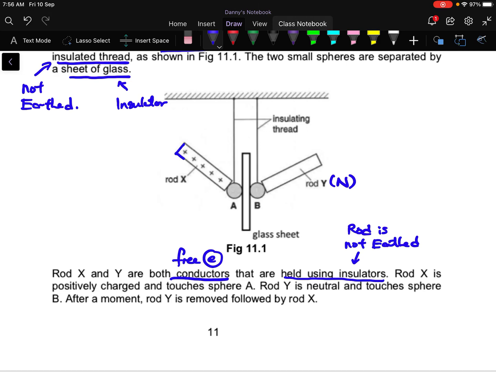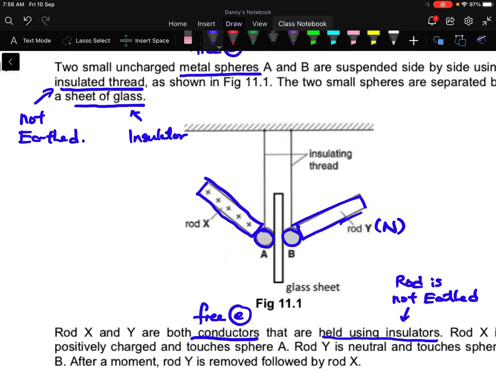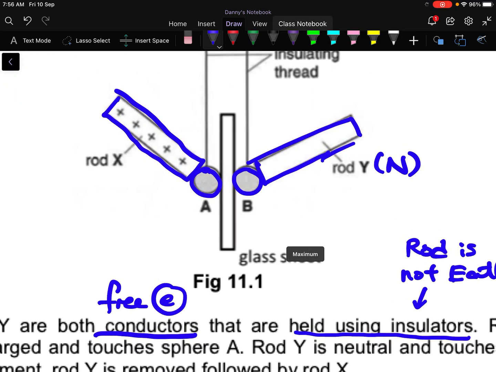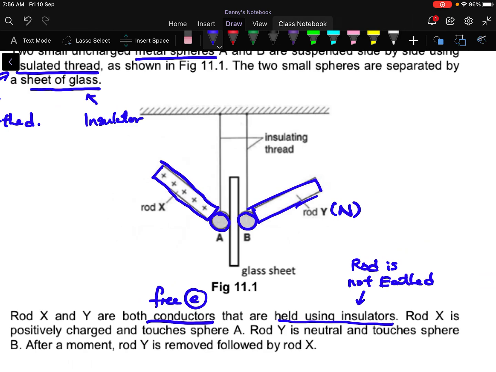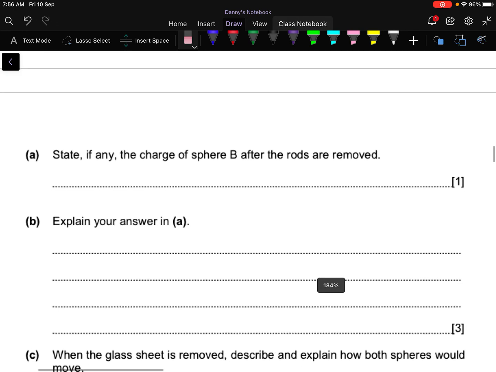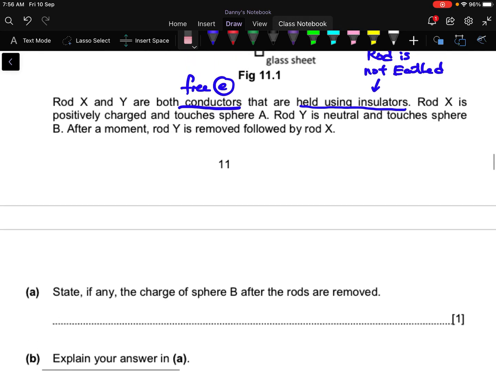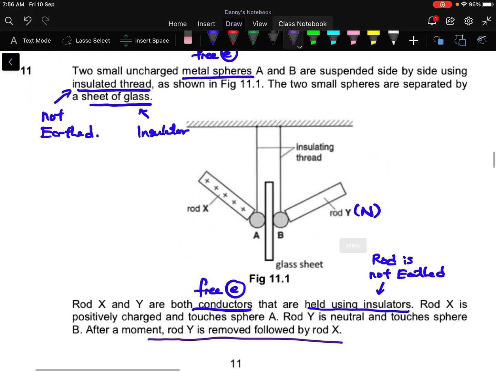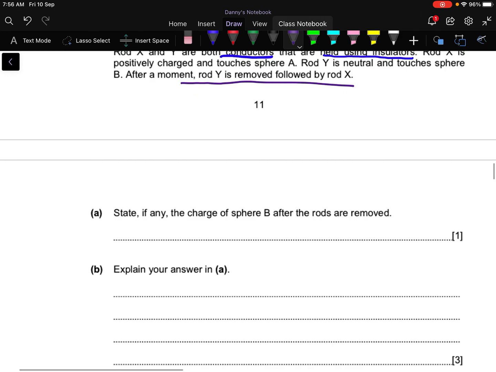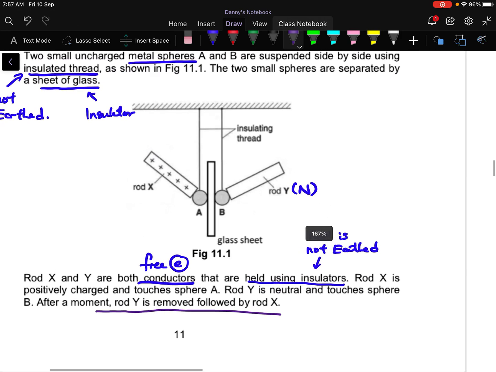Looking at this, I have four bodies: rod X, sphere A, sphere B, and rod Y. Notice that I don't consider the glass as a body I'm interested in, because in this case the glass is just acting as a separator that prevents charges from flowing between A and B. Notice I use the word between, not in and out, because I do not know yet. My brain is not working to determine that yet. So let's look at the question. It says: state, if any, the charge on B after the rods are removed. The rods will be removed, rod Y first, followed by X. So quite easy, I am going to focus on B.